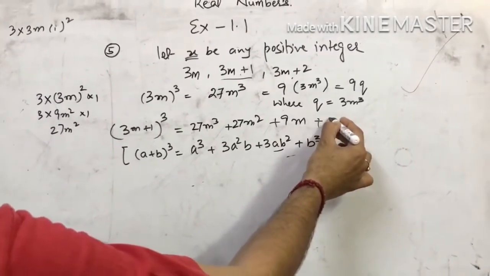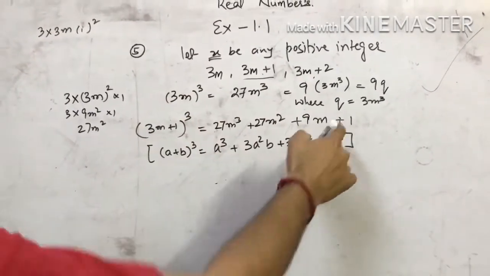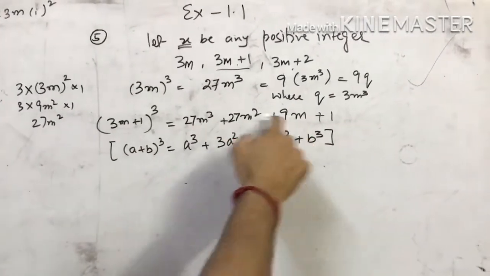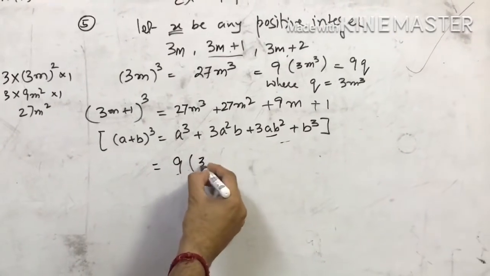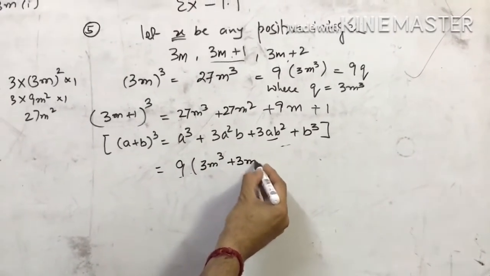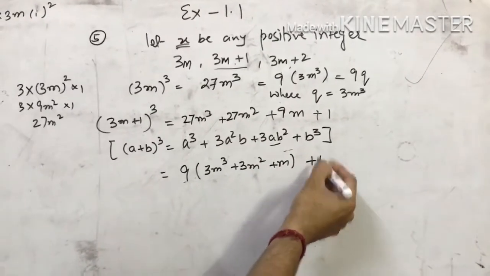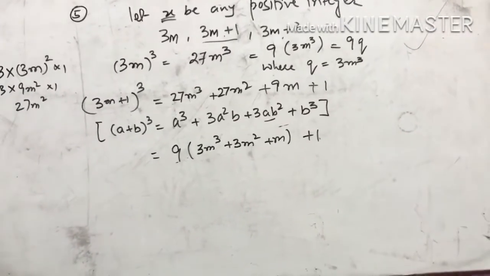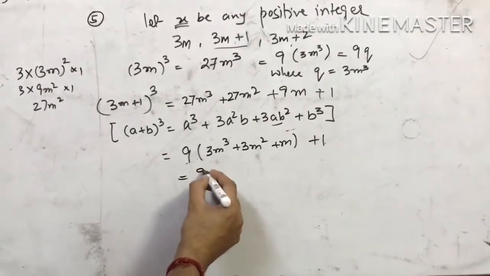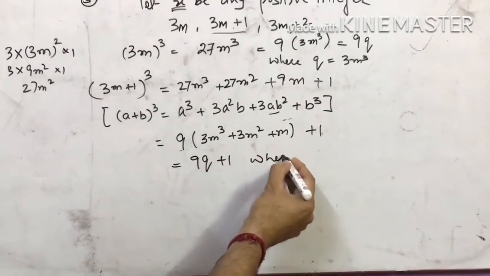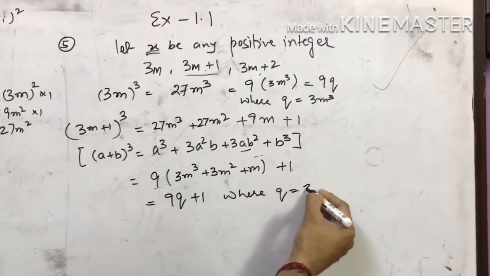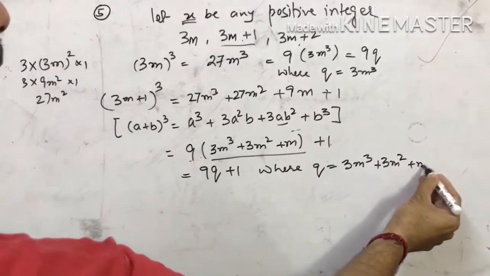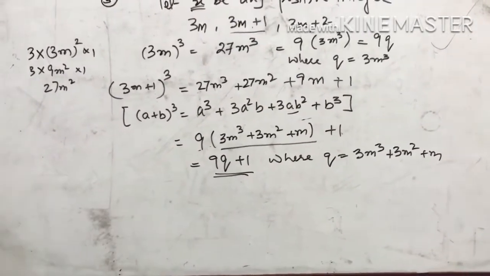That means 1 into 1 into 1, that will be 1. So you will get this number. Now you can see from here to here in these three terms you can take 9 common. So it will be 3m cube plus 3m square plus m, and 1 will be here. Or you can write down 9q plus 1, where the value of q is this, 3m cube plus 3m square plus m. So you got the value 9q plus 1.